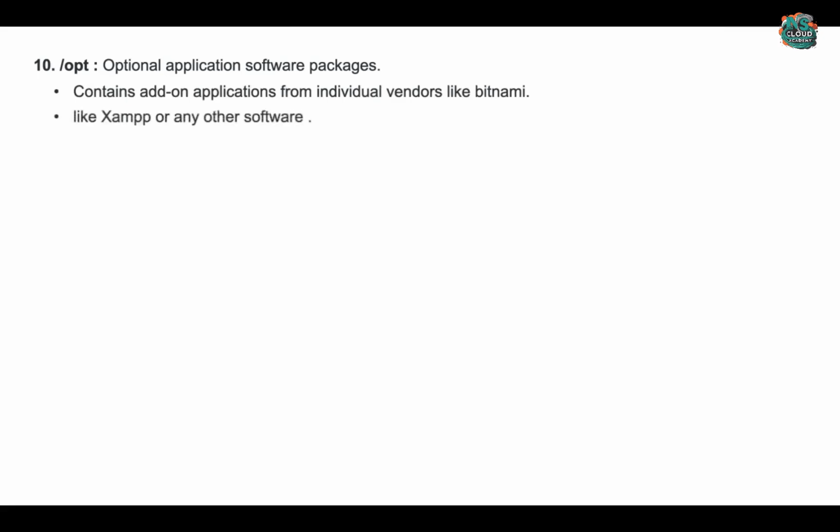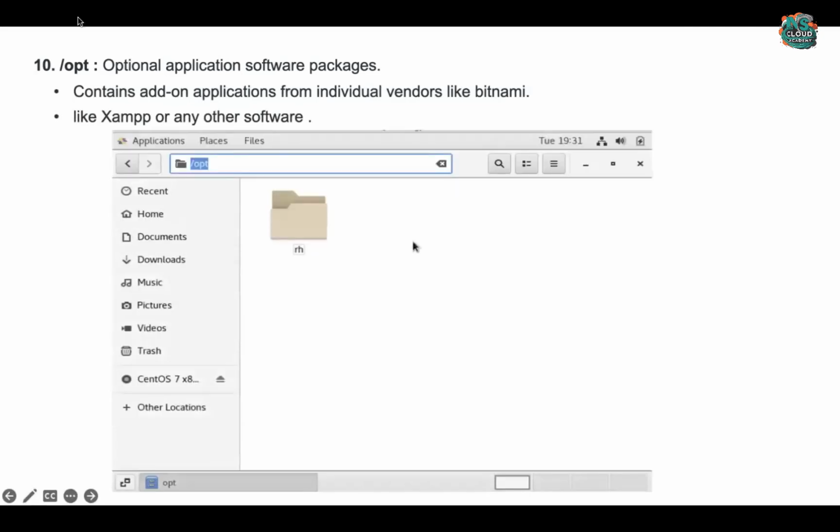But you will have an option during the installation. You can change it according to your needs if required. Otherwise, you can leave the default location. It holds add-on application packages from individual vendors like Bitnami. I told you XAMPP, like XAMPP or any other software. When you install it, you will see one XAMPP folder inside this /opt folder.